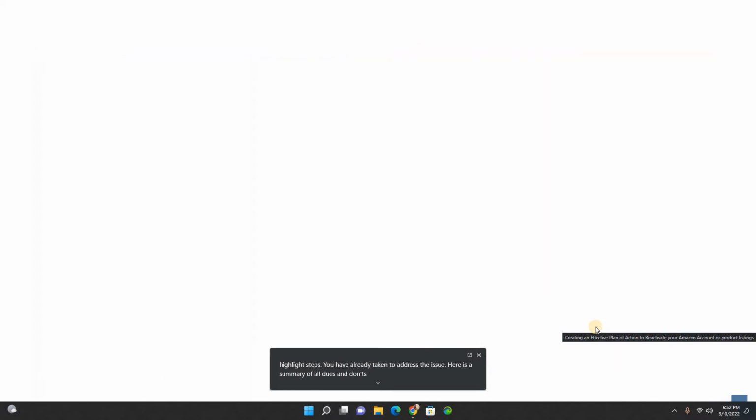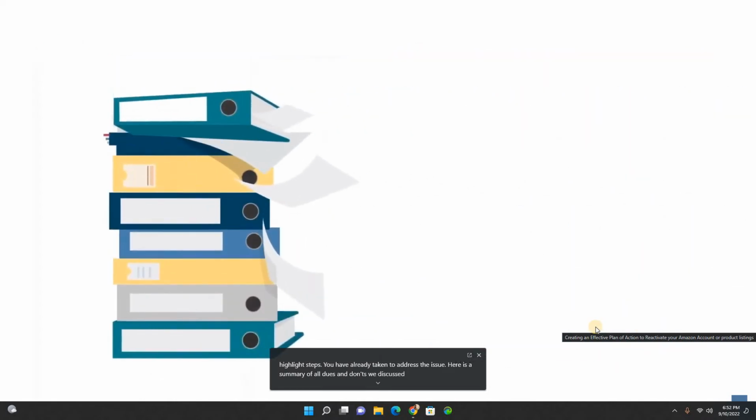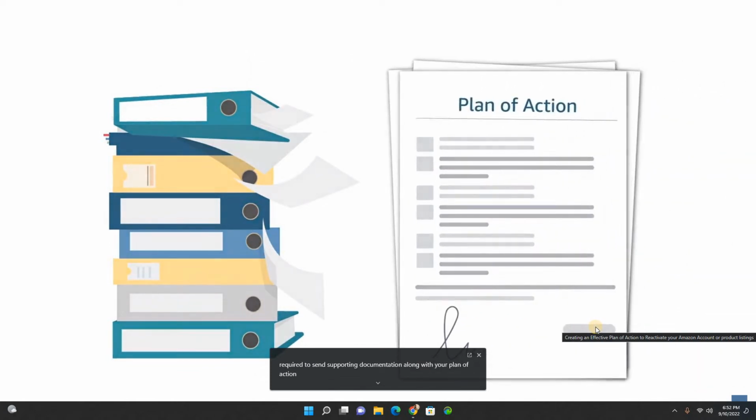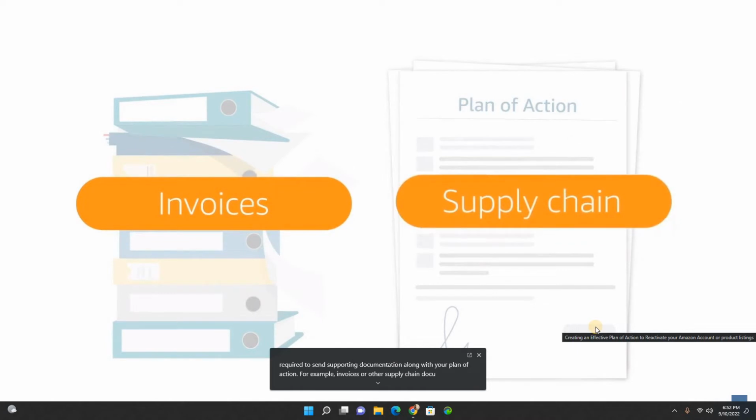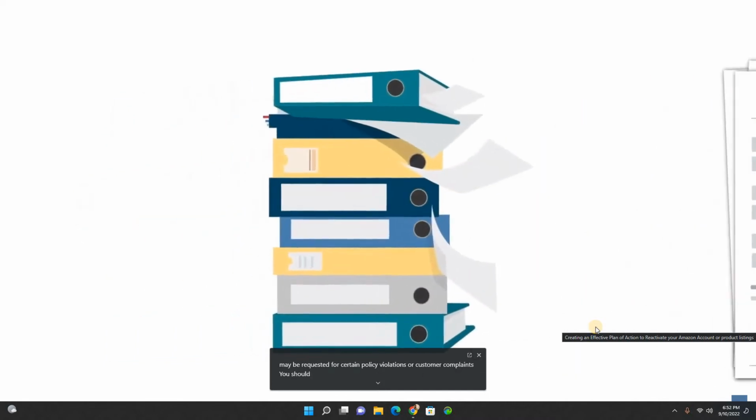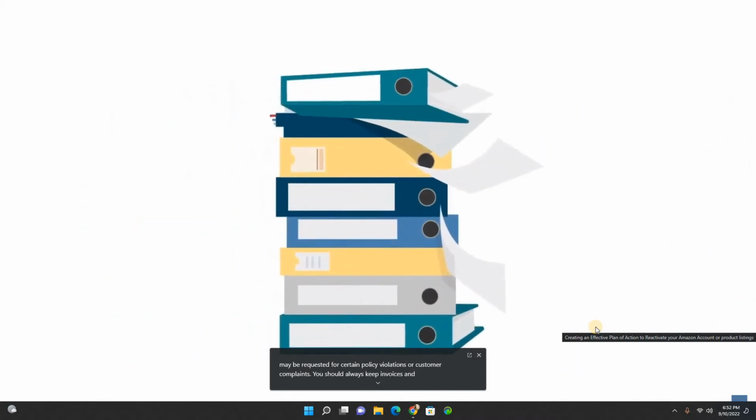Sometimes you may be required to send supporting documentation along with your plan of action. For example, invoices or other supply chain documentation may be requested for certain policy violations or customer complaints. You should always keep invoices and any other relevant records for all of your products sold on Amazon. Niches are clusters of search terms that represent unique customer needs. On this tab, Great Homes can see the top search terms within this niche. They can see how each term is growing, the click share it drives, and the conversion rate for the term.